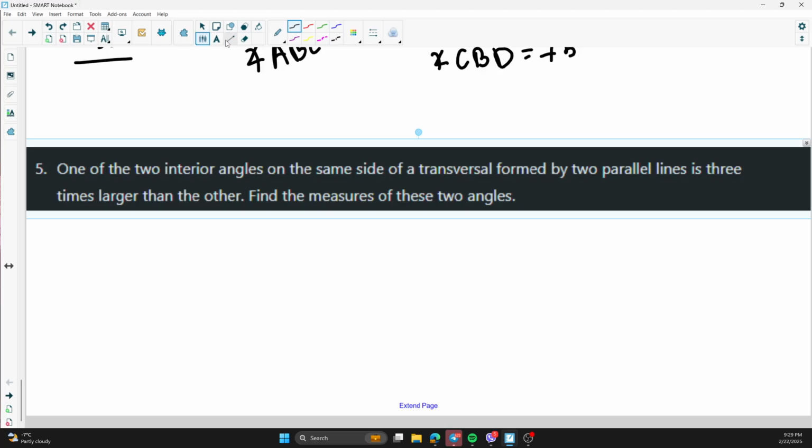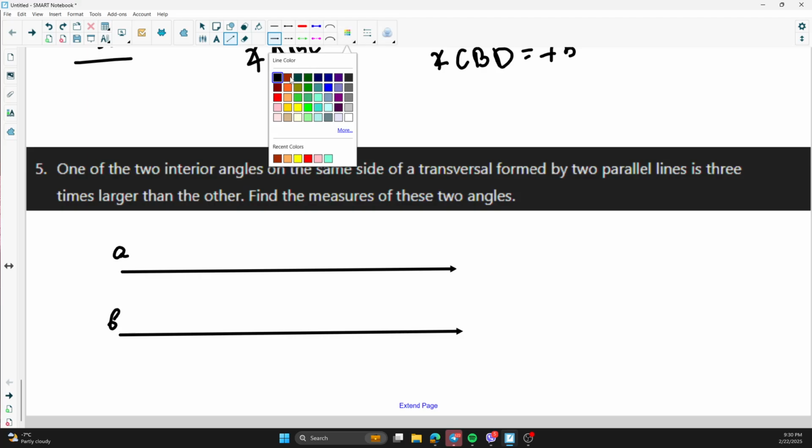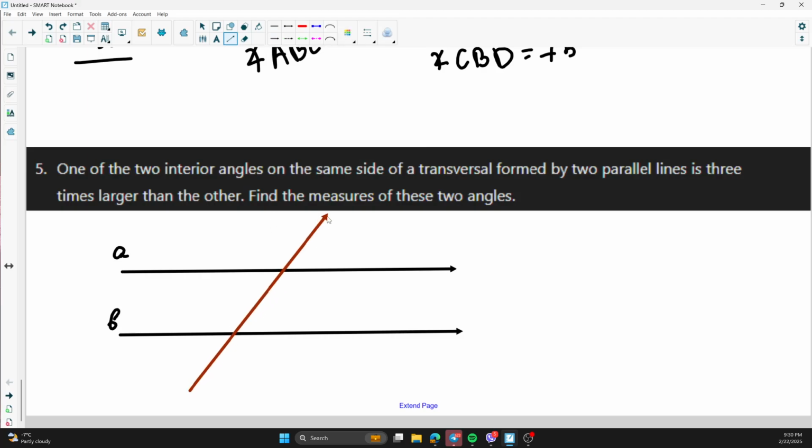Okay, so look, you have two parallel lines. These ones are parallel, right? Let's say you have line A, line B. Now there's another line that passes through them. Let's call it C. This one is called a transversal.